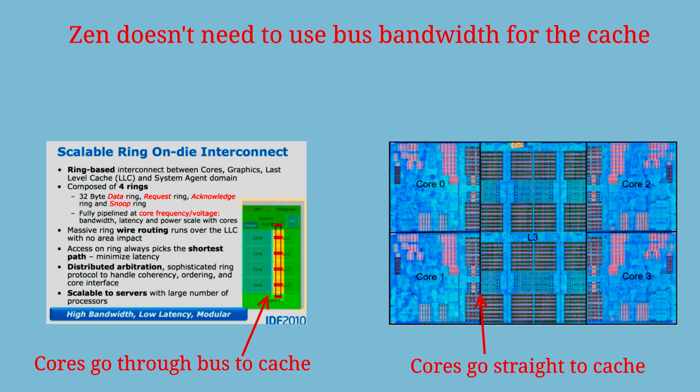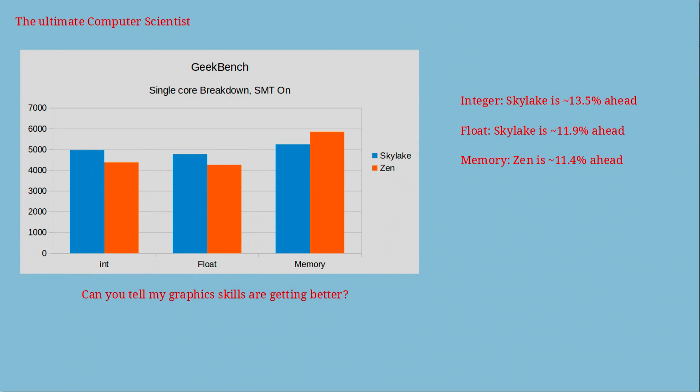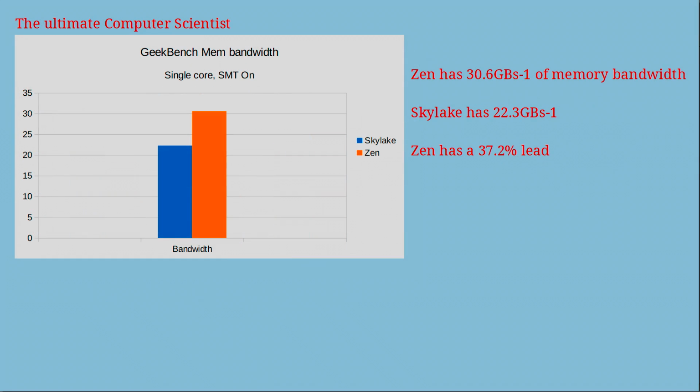So all of this together makes it rather unsurprising that the Zen CPU comes out with just over a 10% lead when it comes to memory score, which is Skylake's 5,245 points versus Zen's 5,846 points. Interestingly, this lead is made solely by memory bandwidth, as Skylake gets 22.3 GB per second against Zen's 30.6 GB per second, so over an 8 GB per second lead Zen has in bandwidth, which is an immense 37.2% lead for the Zen CPU.